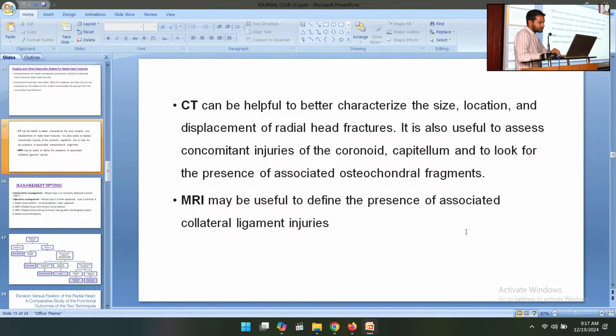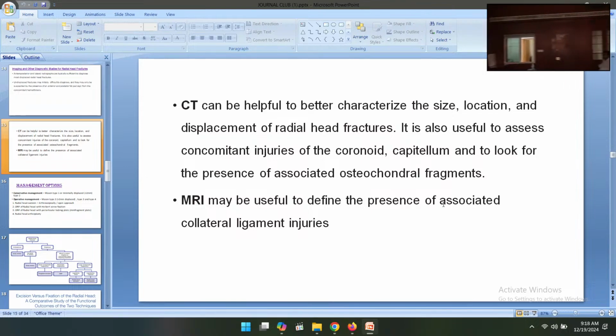So what is the importance of CT? Osteochondral fragments, to see the presence of associated 2 fragments, 3 fragments, 4 fragments. Yes. Comminution, you said comminuted. So when to fix, when to sacrifice, when to replace. All are important.